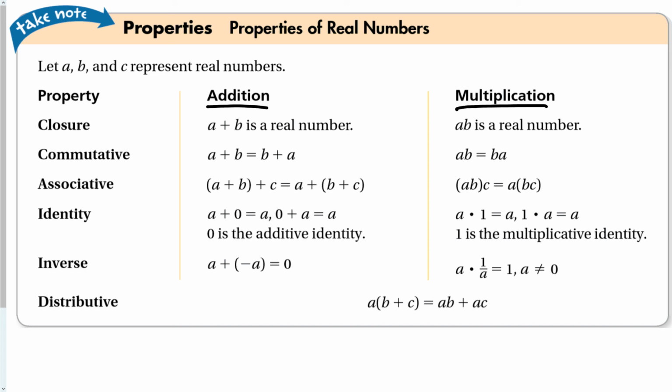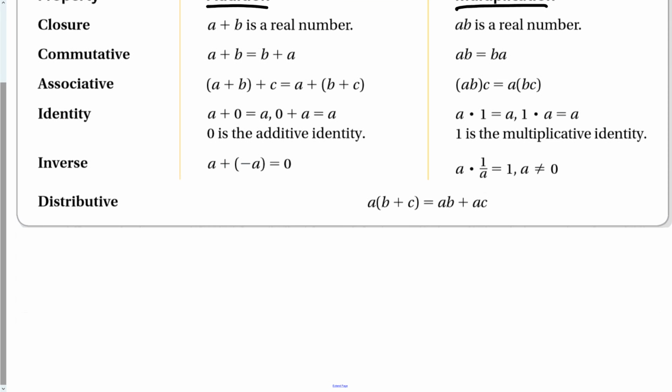Commutative property. Sure, you've seen this one before. a plus b is equal to b plus a. I can add things in any order I want or multiply things in any order I want. Now, the commutative property works for addition. It also works for subtraction, provided that you keep the signs of everything the same.